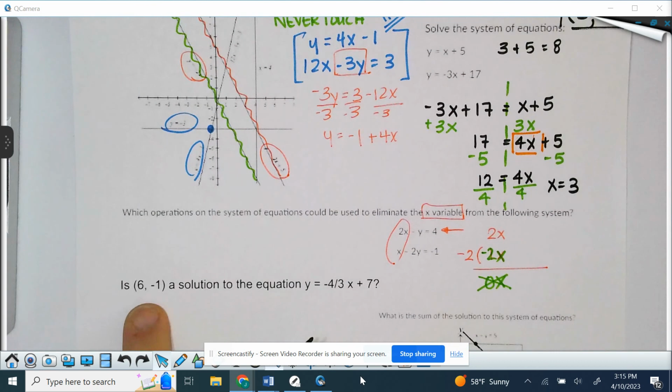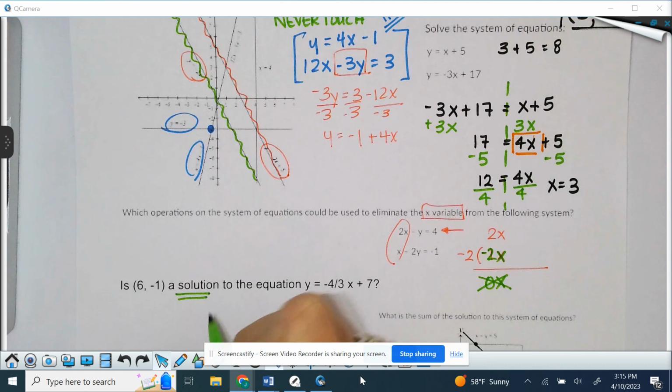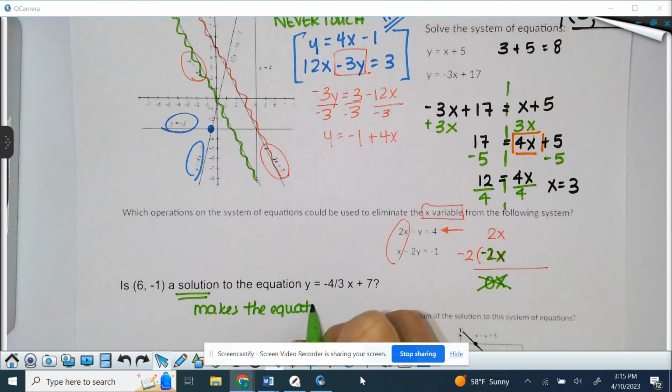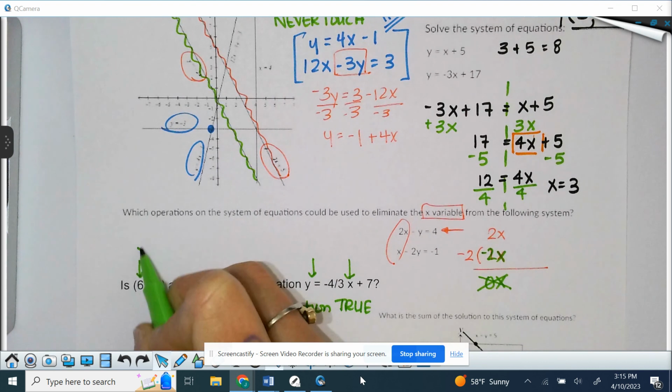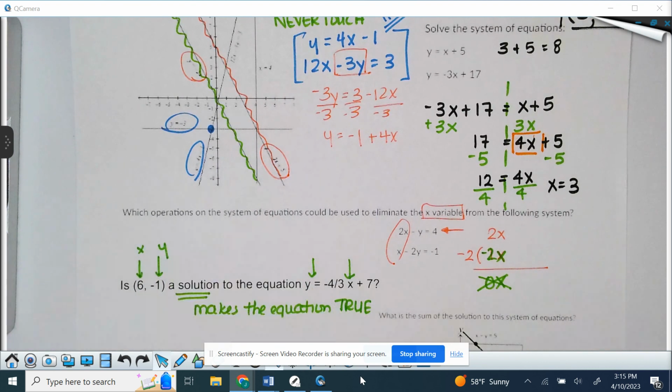Is (6, -1) a solution? So for it to be a solution, it has to make the equation a true statement. And what I mean by true is when I plug in my x and I plug in my y, it reads correctly. Whatever this y value is what I get on this other side. So it makes the equation true. Now remember, first value is x, second value is y. So we're going to plug it in.